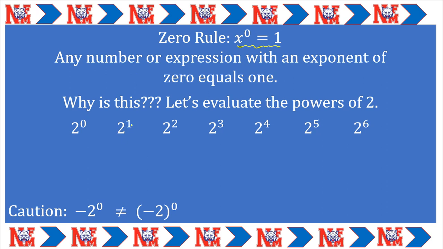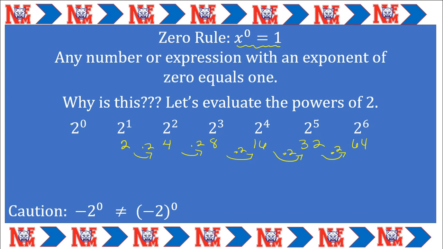So let's start with 2 to the 1, which we know. So we know 2 to the 1 is 2, 2 squared is 4, 2 to the third is 8, so we're just multiplying by 2. 2 to the fifth is 32, and 2 to the sixth is 64. All we're doing is times 2, times 2, times 2, times 2, and times 2.